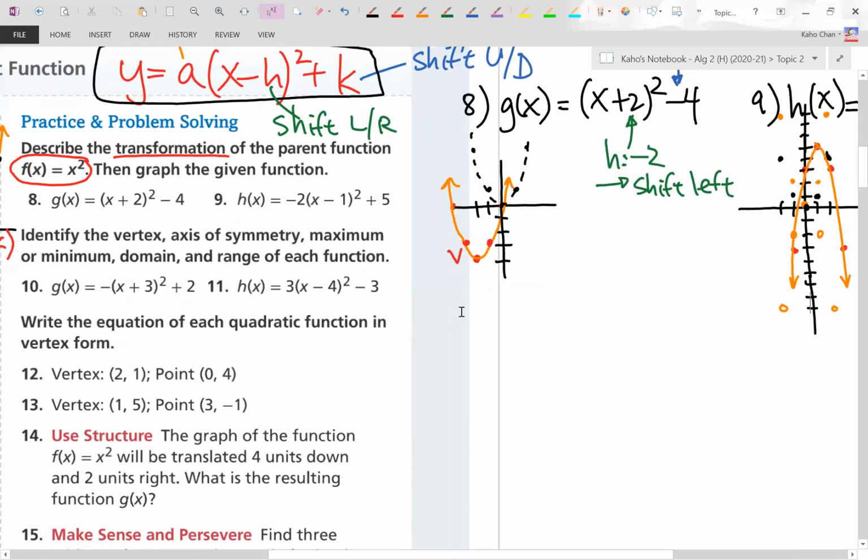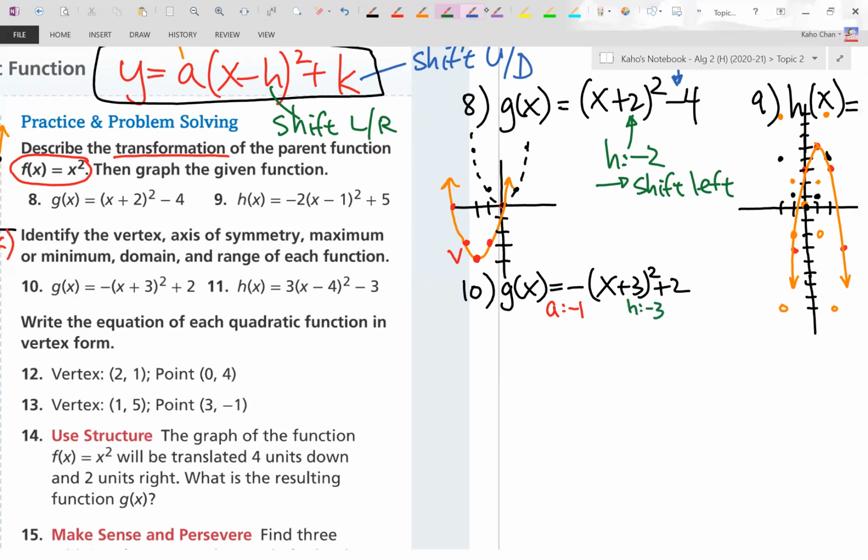Identify the vertex, axis of symmetry, maximum and minimum, domain and range of each function. That's a lot going on there. All right, wish us luck, number 10. It's kind of cramped here. Let's just do the best we can. All right, there's number 10. It's in vertex form. Identify a, h, and k. a, of course, is -1. h is -3. k is +2.